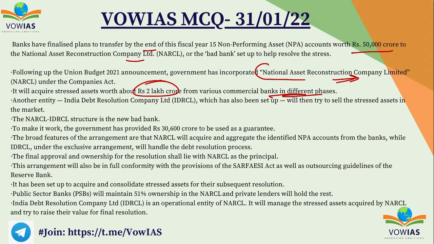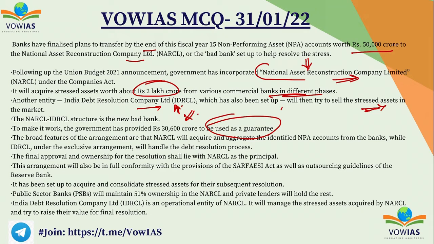Another entity, the Indian Debt Resolution Company Limited, which has also been set up, will then try to sell the stressed assets in the market. The NARCL IDRCL structure is the new bad bank. So both of these combined, the National Asset Reconstruction Company as well as the Indian Debt Resolution Company, combined is the new bad bank. And to make it work, government has provided 30,600 crores as the guarantee for this.